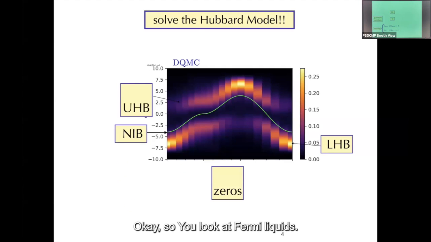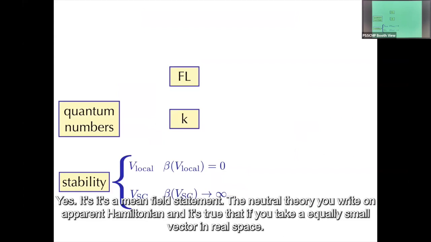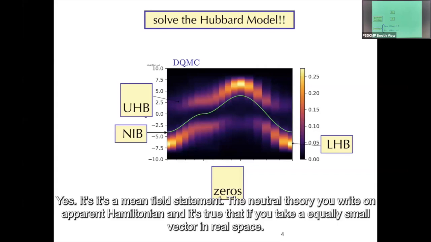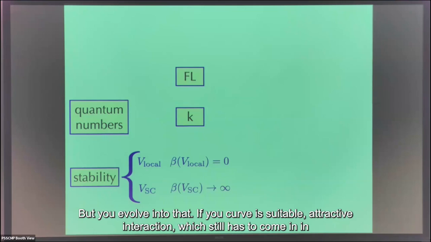Sorry, that non-locality is artificial. It's incorrect. It's a mean field statement. In mean field theory, you write down a pairing Hamiltonian, and it's true that if you take it literally, it's non-local in real space. But you evolve into that if you have a suitable attractive interaction, which still has locality in real space.